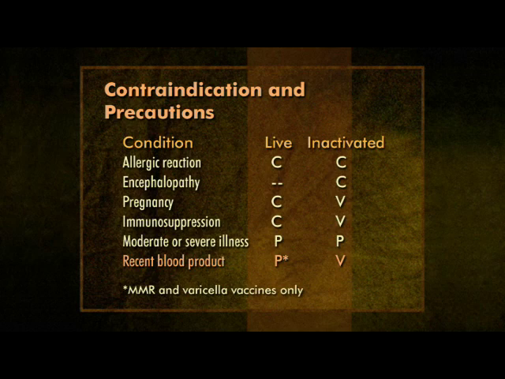Recent receipt of blood product is a precaution to MMR and varicella vaccines because of the possible interference with viral replication. Recent blood products have little or no effect on inactivated vaccines. This is a good example of the difference between a contraindication and a precaution.